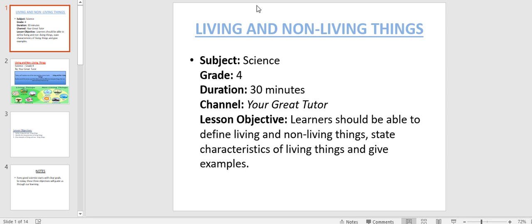Today I've prepared a lesson about living and non-living things. So today generally we are going to look at living and non-living things. This is a subject mostly for grade 4. Our lesson today will take around 30 minutes, less or a bit more.